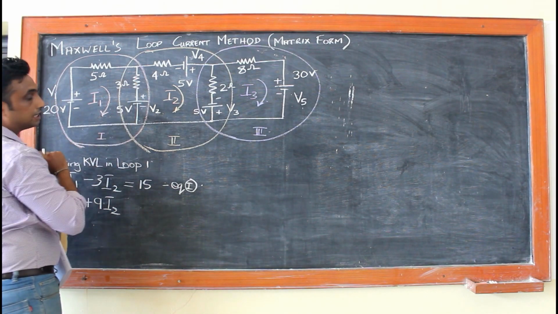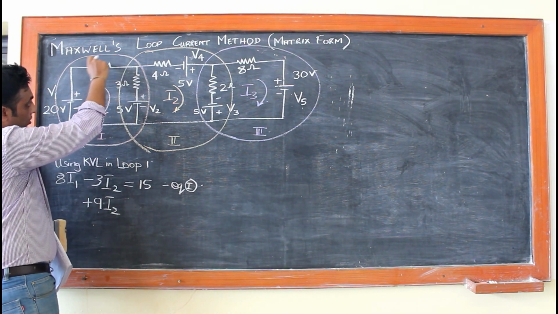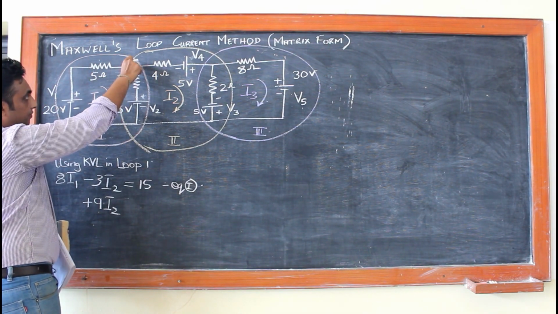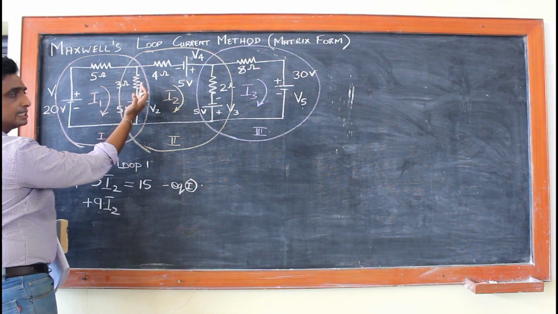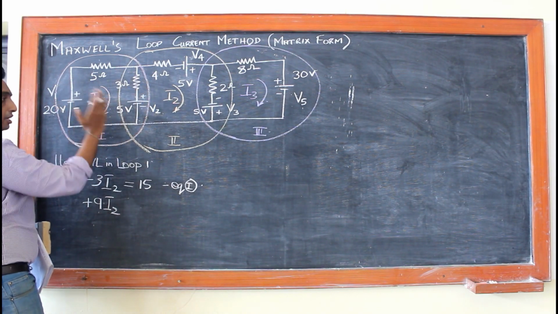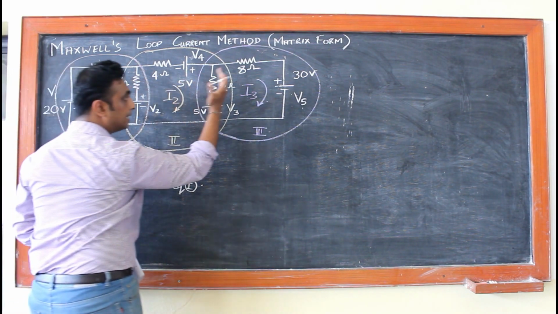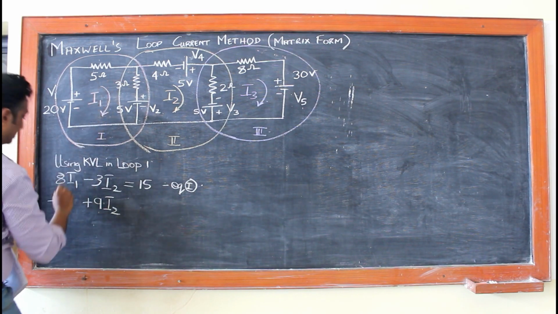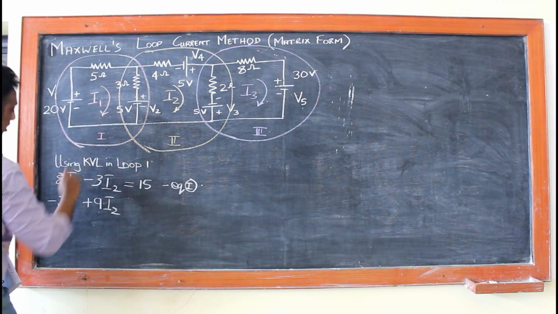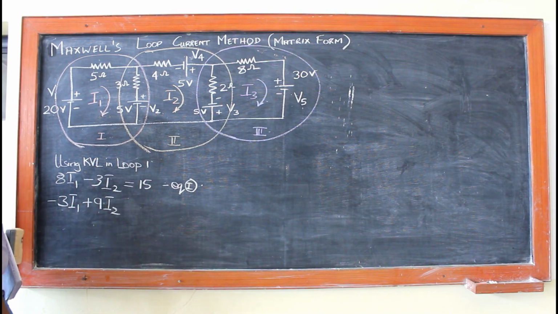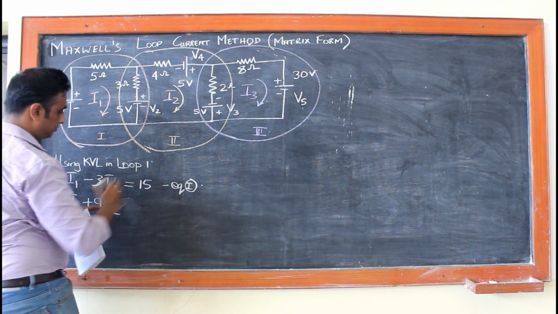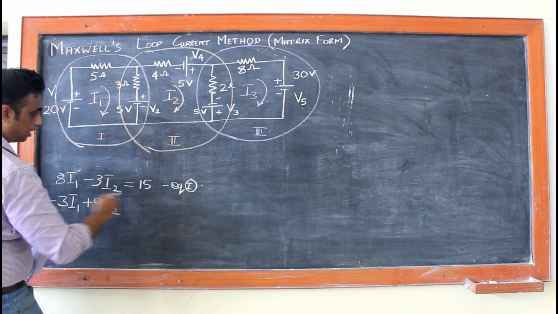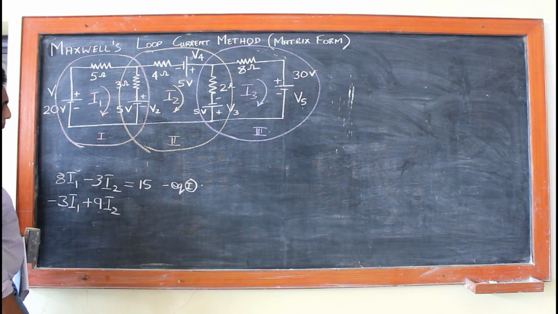What about the 3 ohm resistor? The 3 ohm resistor also has current flowing in from I1. It is in the other direction, from top to down. Any resistor which is dealing with the other loop should be taken in minus. So I have minus 3 I1. This is with regard to loop 1, equation with loop 1, this is with regard to loop 2.